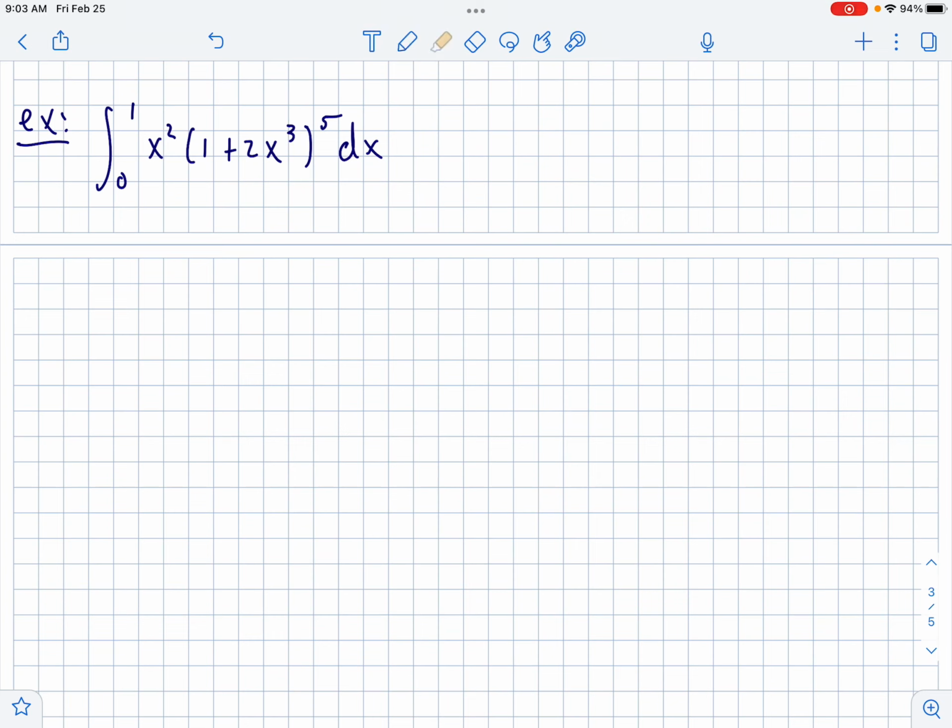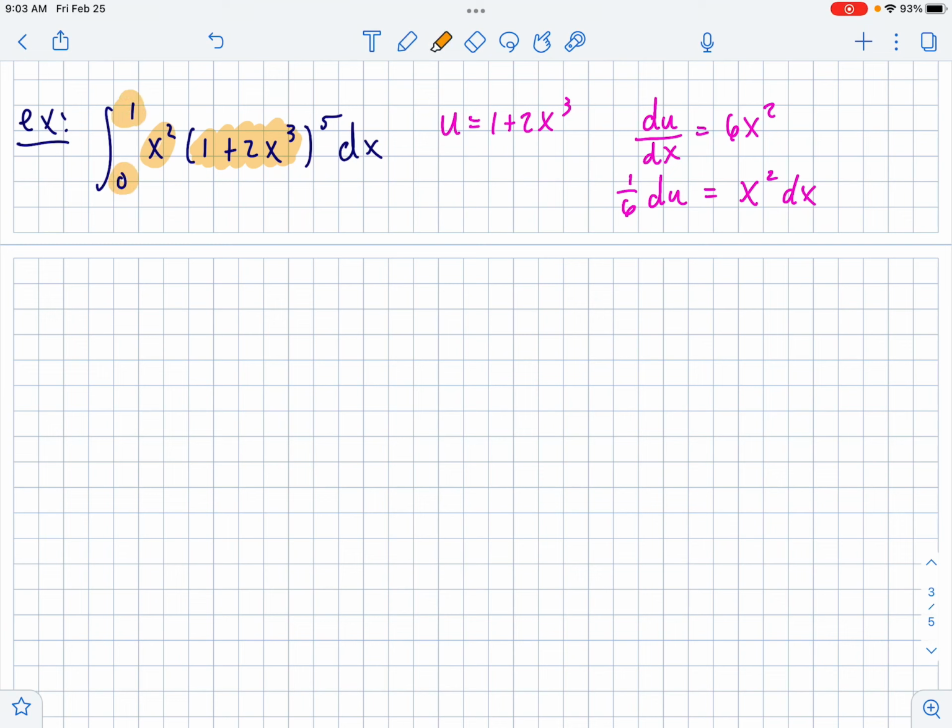Next up, this looks like another u substitution where the inside is 1 plus 2x cubed. So that's going to be our u right off the bat. That u equals 1 plus 2x cubed. So then du dx is going to be 6x squared. Now, it's good that I see an x squared in there, but I don't see a 6. So we're going to have to rearrange things here to say that du dx, this would be 6x squared, but we need x squared dx, so we would have to multiply by a 1/6 on both sides.